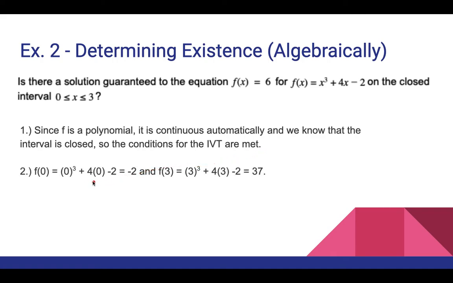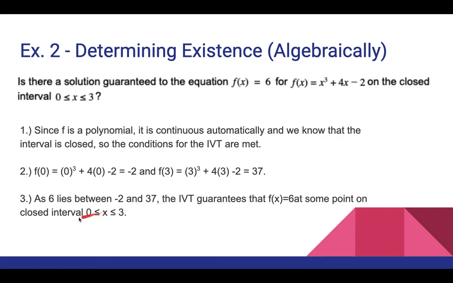Next, we evaluate our function values. f of 0 equals 0 cubed plus 4 times 0 minus 2 gives us negative 2, and f of 3 equals 3 cubed plus 4 times 3 minus 2, which will give you 37. So what we can see here is that 6 does lie between negative 2 and 37, so the intermediate value theorem does guarantee that f of x equals 6 at some point on the closed interval 0 to 3.